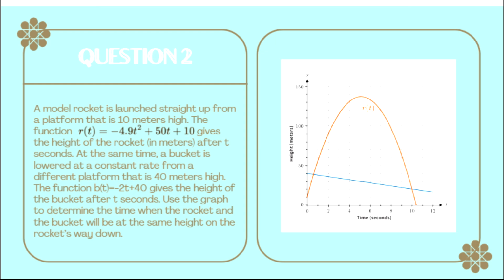Question number 2. A model rocket is launched straight up from a platform that is 10 meters high. The function gives a height of the rocket in meters after t seconds. At the same time, a bucket is lowered at a constant rate from a different platform that is 40 meters high. The function gives the height of the bucket after t seconds. Use the graph to determine the time when the rocket and the bucket will be at the same height on the rocket's way down. So the rocket's going up, so it can't be this intersection point. Oh, I'm sorry, pause it, figure it out. Oh, look, it's this intersection point, so your answer's 10.